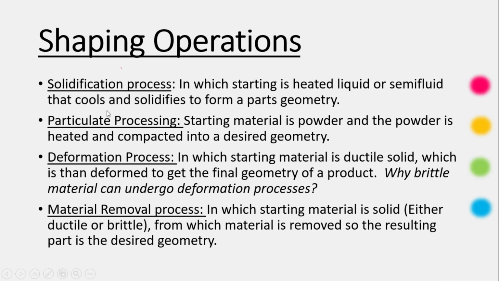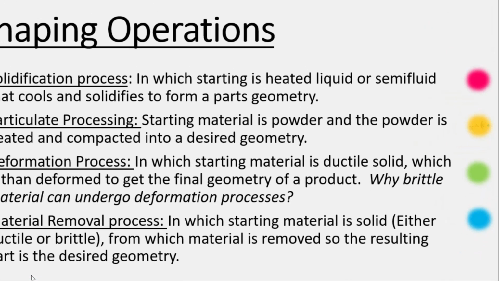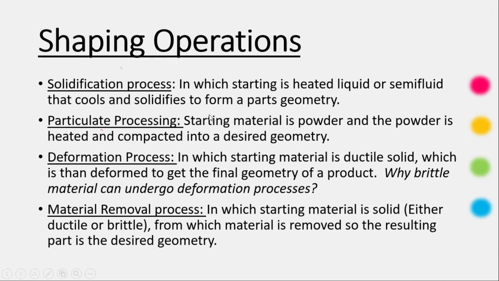In the second type of the shaping operation, that is particulate processing, it is also known as powder metallurgy. If you see here, the starting material is in powder form.